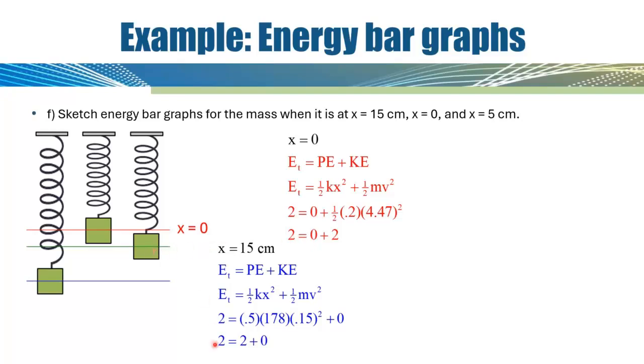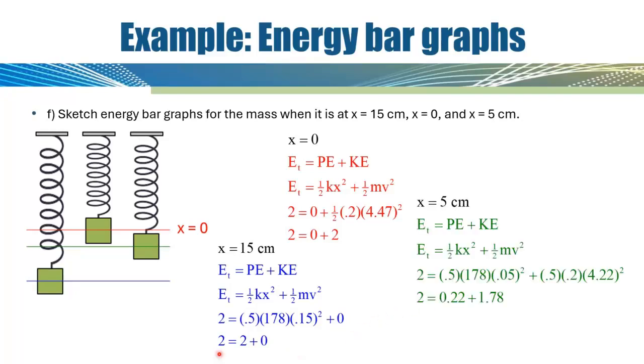And then when I'm at 5 centimeters, let's do the same thing. Now we have a little bit of potential energy, 1/2 kx squared. So we can put in the 5 centimeters and find out that our potential energy is 0.22 joules. We did solve for the velocity, which was 4.22, so we can use that to calculate our kinetic energy, 1/2 mv squared, and I got 1.78 joules.